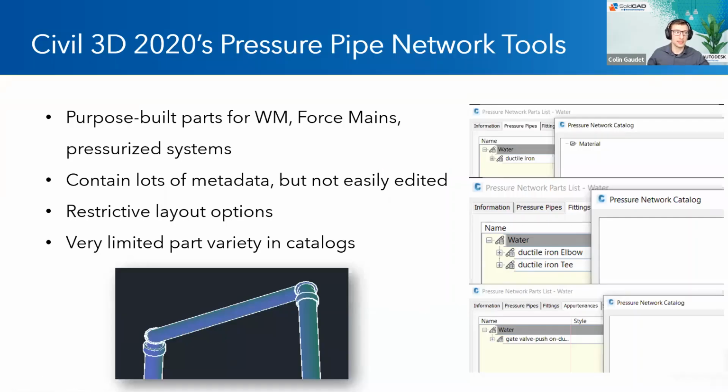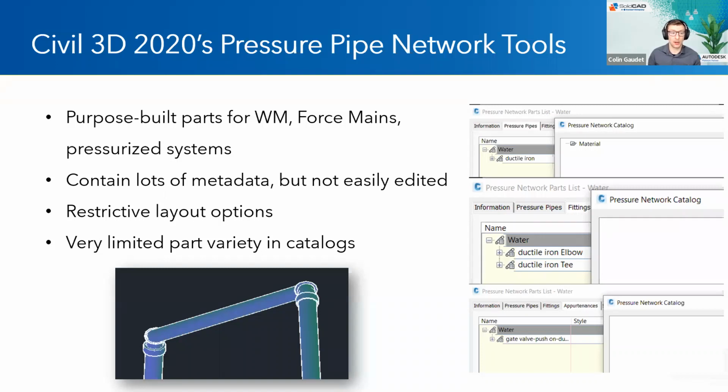The issue is that in Civil 3D 2020 and earlier, not a lot was put into these. They seemed almost like a placeholder, with next to no parts. They were not easy to edit and were very restrictive when you go to lay things out. They did still produce three-dimensional pipe networks, but we didn't have a lot of flexibility with them. As a result, different consultants had different solutions.